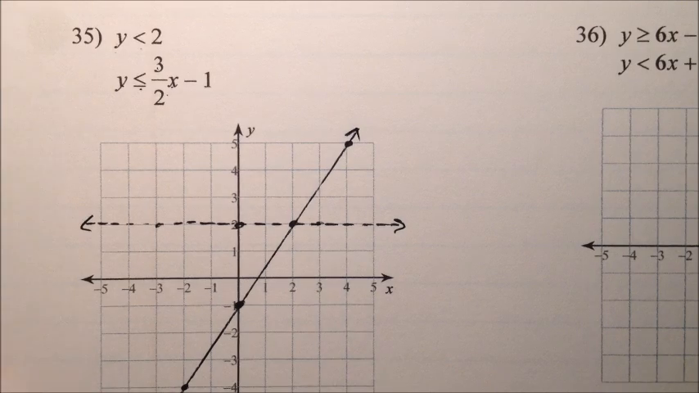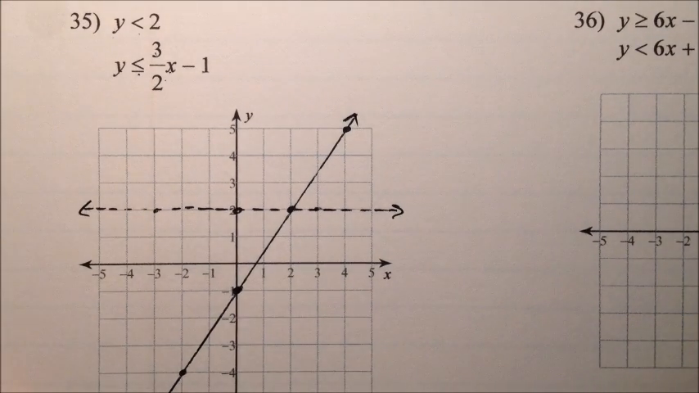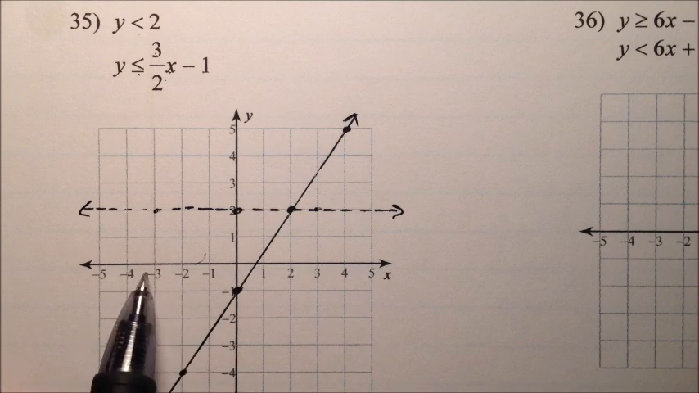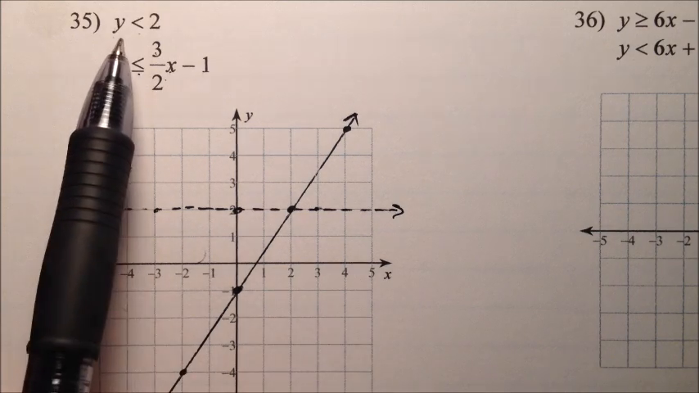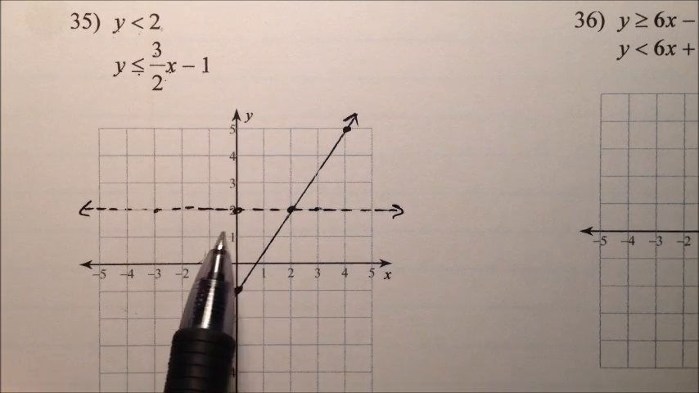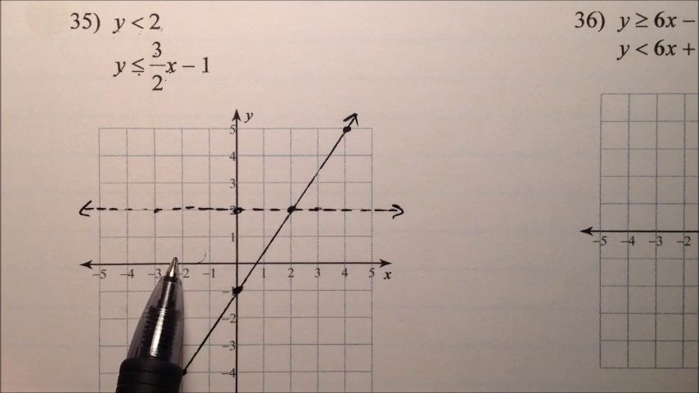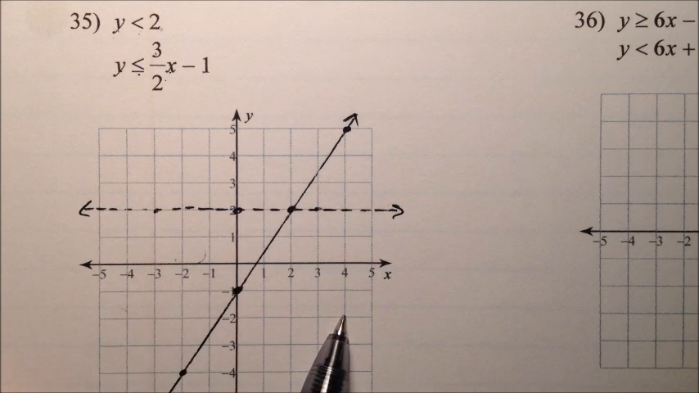Okay, so we have both of these lines graphed now. Now we need to decide which region: up here, this little guy, over here, or over here. So y is less than 2. If it's less than 2, we know it's going to be below this dashed line, so it'll be this region or this region.